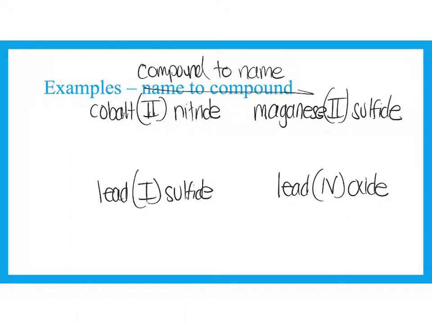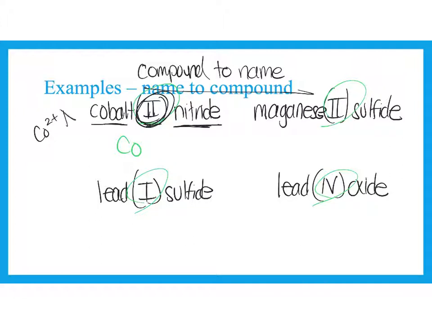Okay, so I came up with some examples where we have the name and we have to come up with the compound. So the first one is cobalt 2 nitride. These ones are easy to identify as type 2 because, again, they have the Roman numerals. So right away I can see that they're actually type 2. So the cobalt symbol is Co. And maybe I want to go over here and do it on my scrap paper, but cobalt is 2 positive. I can tell it's 2 positive because it has a 2 Roman numeral.